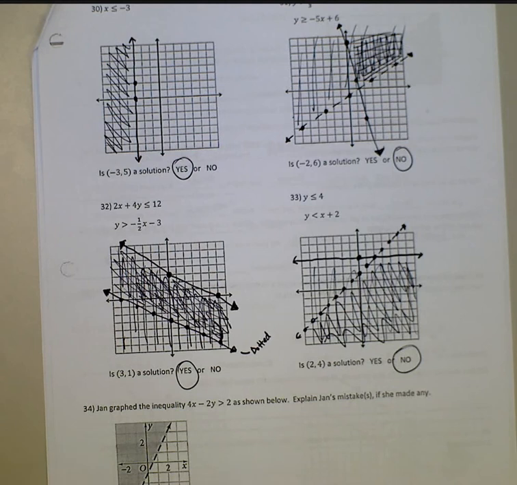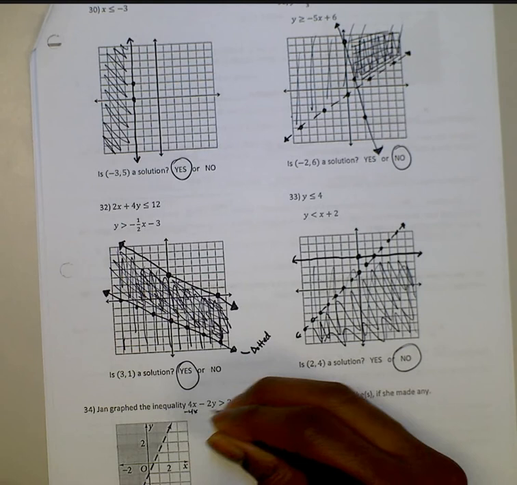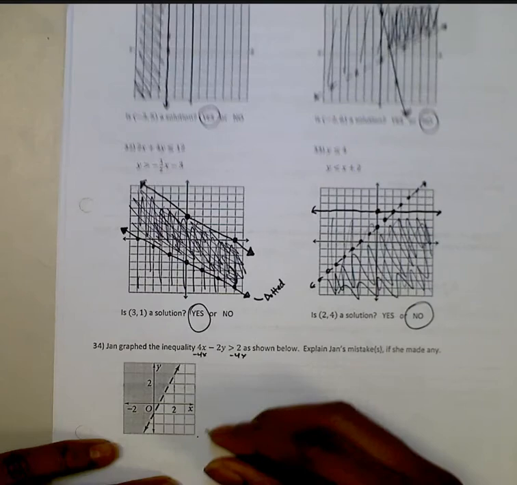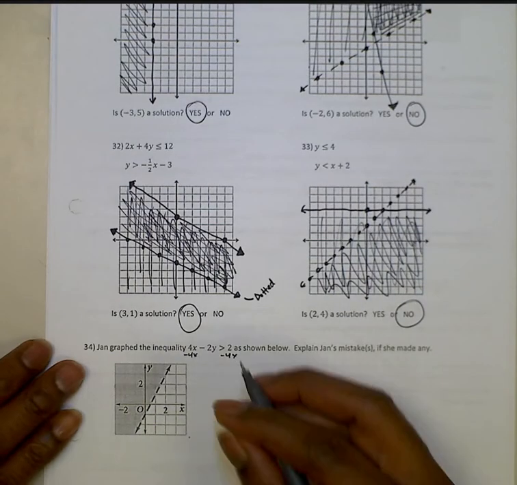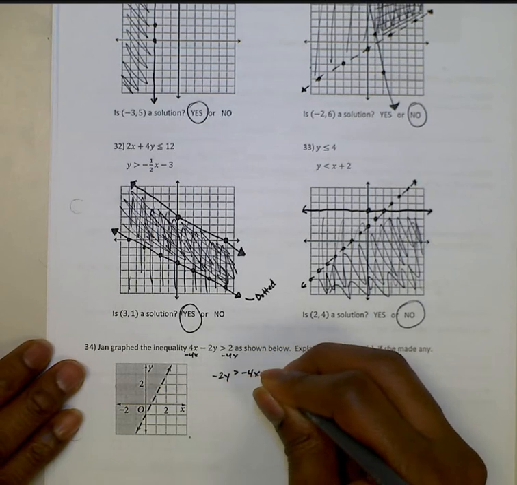Okay, Jan graphed the inequality 4x minus 2y is greater than 2, as shown below. Explain Jan's mistake if she made any. Okay, so what I'm going to do to make this easier for myself is put this in slope-intercept form, subtract 4x from both sides. Okay, and we get negative 2y is greater than negative 4x plus 2, and then divide by negative 2.